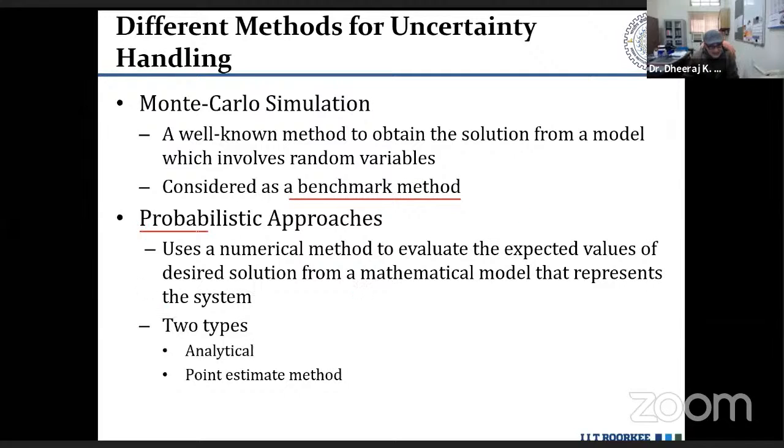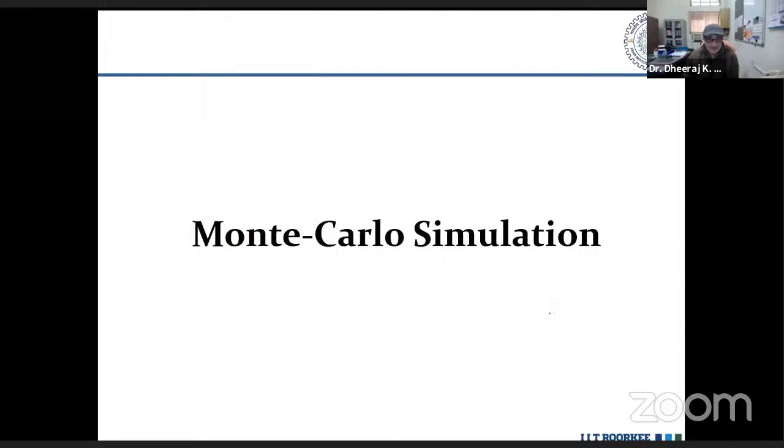We have the probabilistic approach also. In this, we use some mathematical model to compute the expected values of different variables. And again, in probabilistic approaches, we have two types. One is analytical, another is the point estimate method. So we will discuss each one by one.